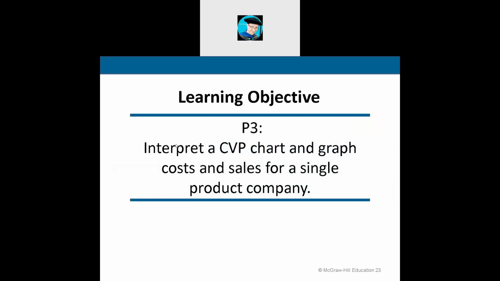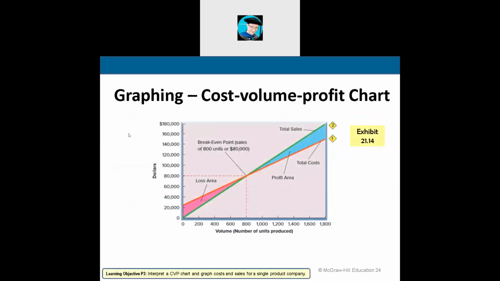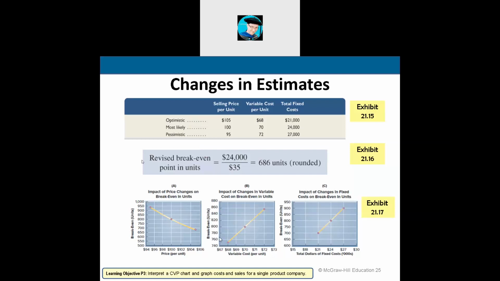And I want to show you what it looks like from a chart. The chart, very straightforward, okay? When your total costs equal your total sales, you broke even. It's really that easy. Anything below that is a loss. Anything above that's a profit. And that's what it looks like graphically. Don't worry, I'm not going to have you make any charts in this class. But I do want you to know how to read them.